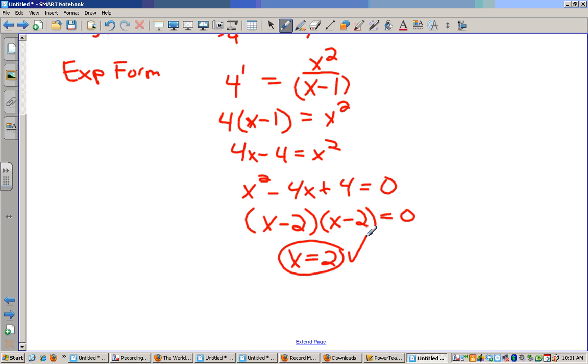Yep. And here's what you have to do. If you have one solution, you have to give me some indication that you checked it. A check mark is good enough, or put a little arrow up there at the top and say it works. Circling is just telling me that you think it's an answer. It doesn't tell me whether you checked it or not.